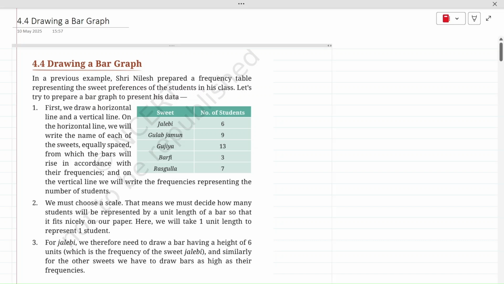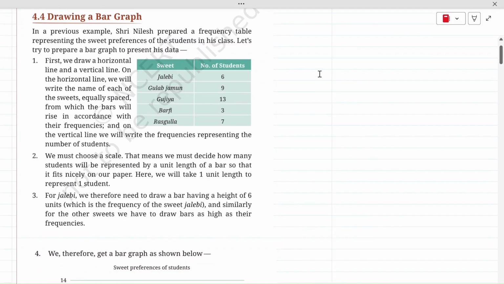Hello kids, in today's class we are going to start with the new topic, how we have to draw a bar graph. In the very first part, we are given the data, and this data we have already seen. This is the list of the sweets and the number of the students in the class who like those sweets. Using this information, we have to draw a bar graph, and these are the steps mentioned here on how we have to draw this bar graph.